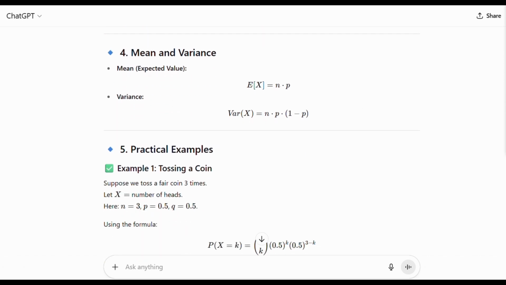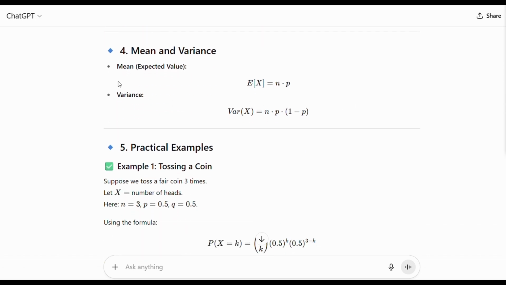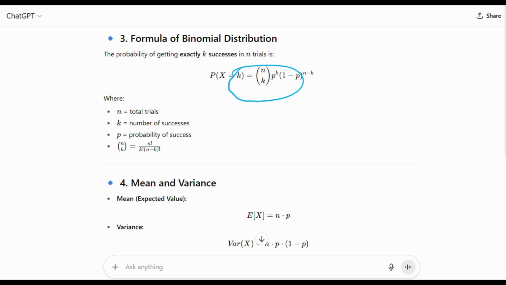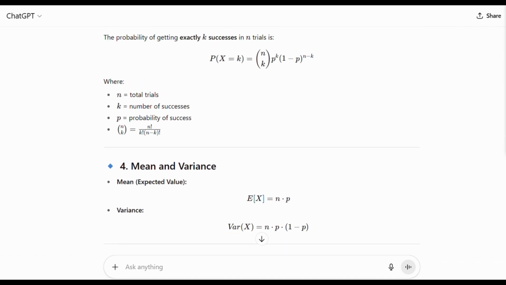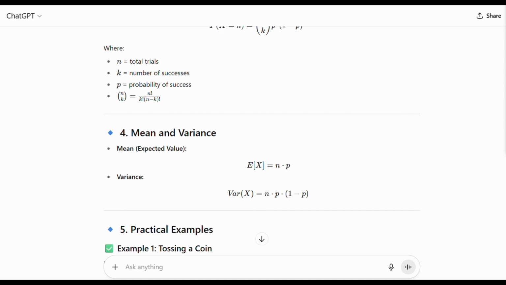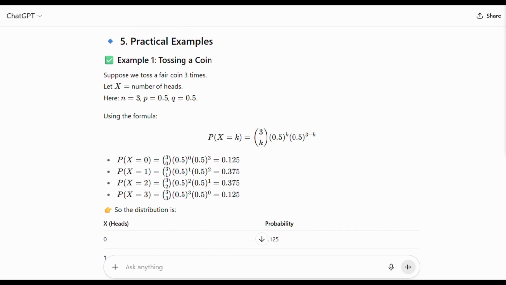Coming to the mean and variance. The mean is the expected value, and it is the product of n into p, the total number of trials and the probability of success. The variance is the product of n, p and 1 minus p. Clear? When we solve the problem, everything will be explained.